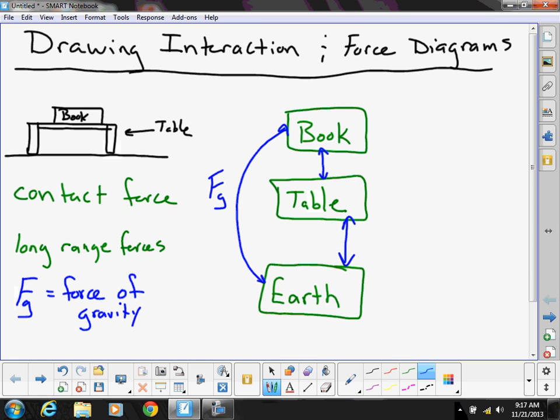When we start labeling forces in diagrams, big F stands for force, and then we use a subscript to signify different forces that might be acting on it, different definitions of forces. We also have the force of gravity acting between the table and the earth. And then we also have the book that's sitting on the table, so we have an interaction there as well.